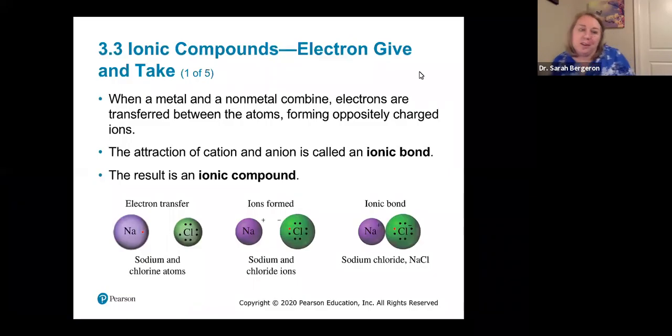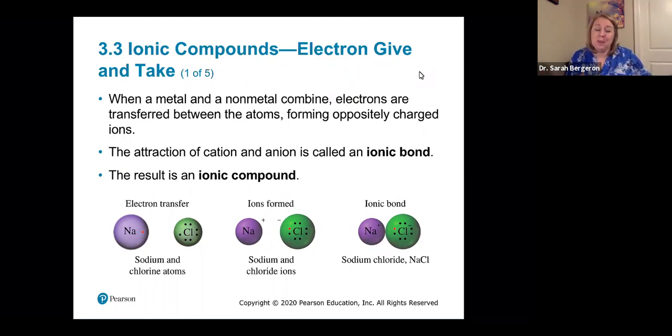All right, guys, we are on chapter 3, section 3, and we're going to talk about ionic compounds. If you remember, we talked about gaining and losing electrons in the last section. Well, it's all good, it's all true, but if you've gained an electron, where did that electron come from? And if you lost an electron, where did that electron go?